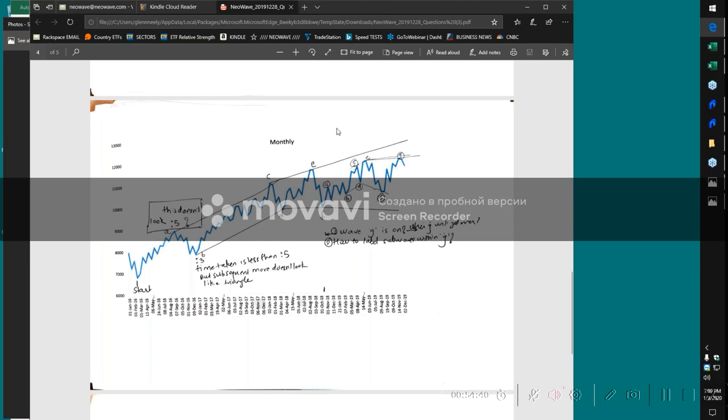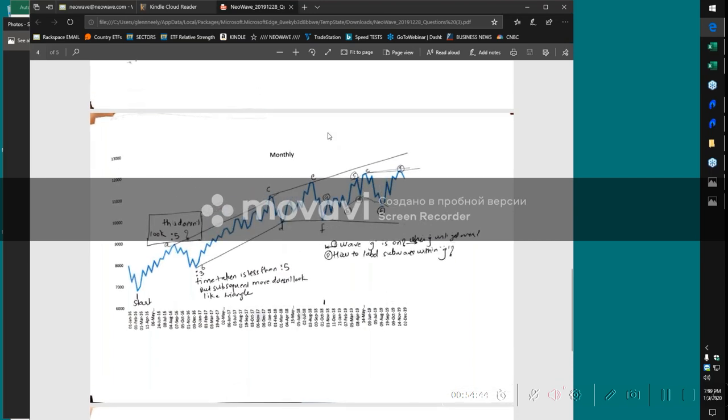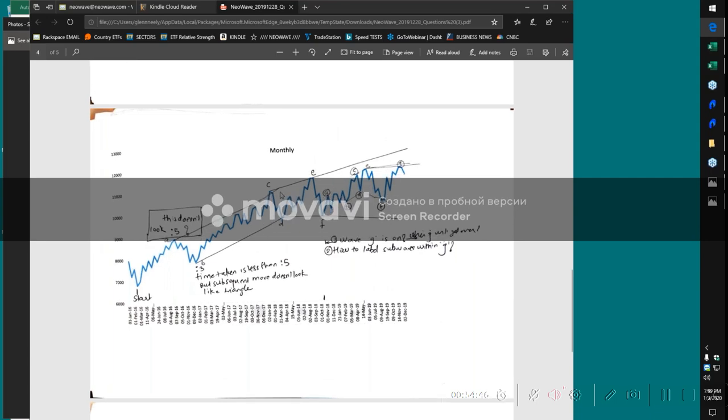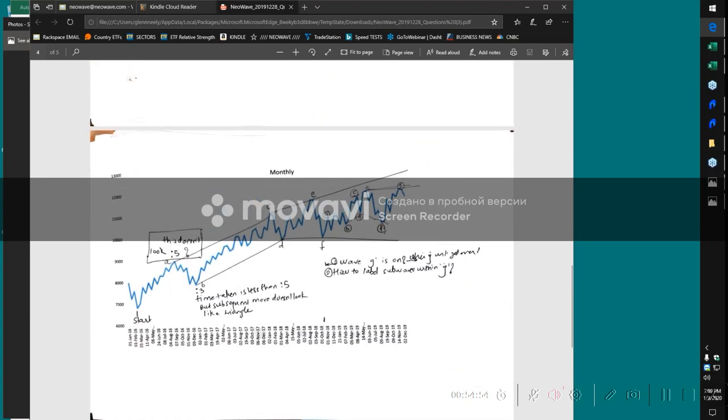Okay, so remember, start from the largest time frame, work your way down, and if the largest time frame is complicated, it's going to be a mess trying to figure out smaller time frames. Is this the same market here? Yeah, it's the same chart, which is starting right here.